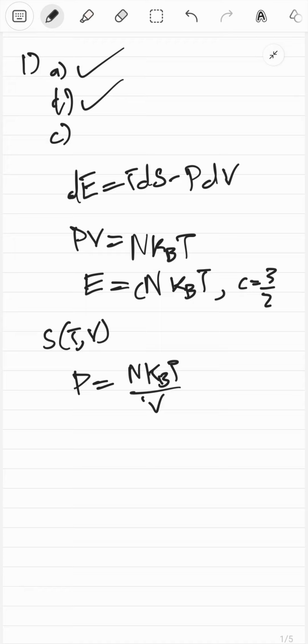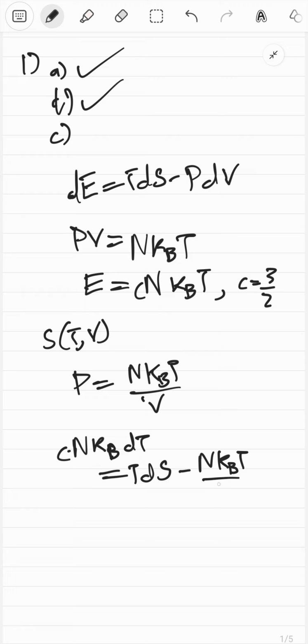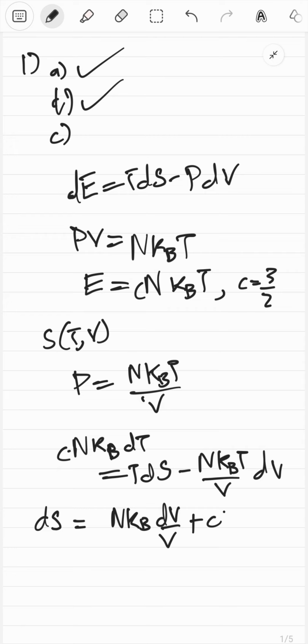Now what? Just put that in. So dE just becomes C N K_B dT, that's equal to TdS minus PdV, so minus N K_B T upon V and then dV. Amazing. Right, so what do you have? The T stuff goes over, so dS is basically N K_B dV upon V, and then with that T in the denominator, it becomes plus C N K_B dT upon T. Amazing.